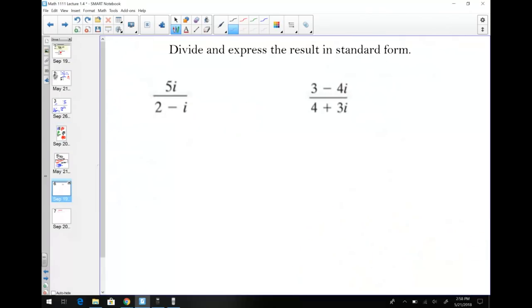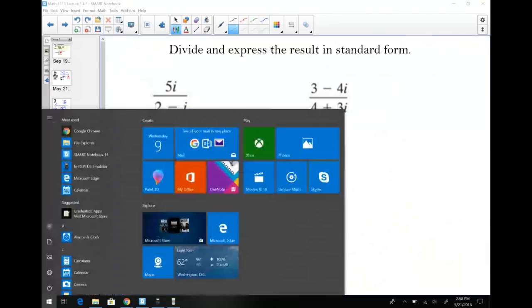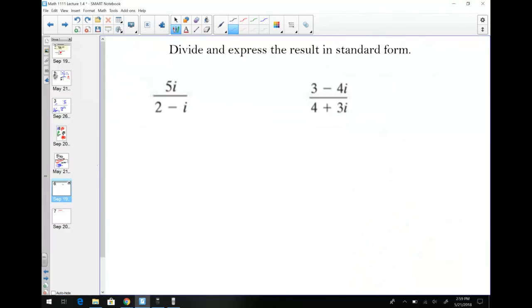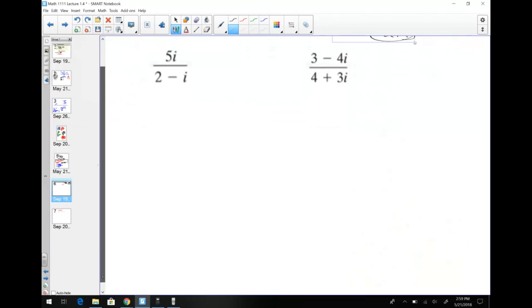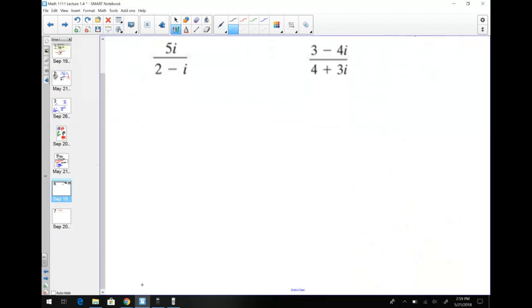All right, so for our next one, we need to divide and express the result in standard form, okay? So remember, in standard form, it's A plus BI, so we have to make sure that it looks exactly like this. So the main idea with this is that before we start doing any of these things, we want to look at what a conjugate is.